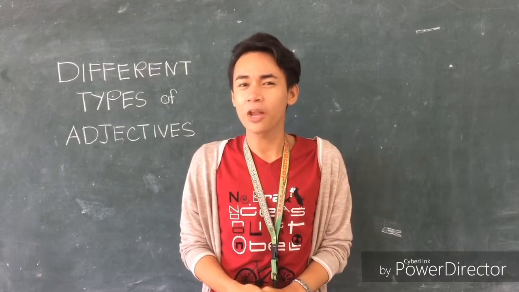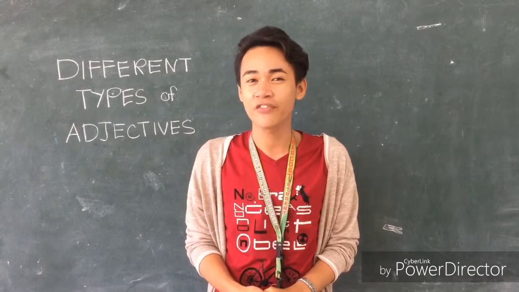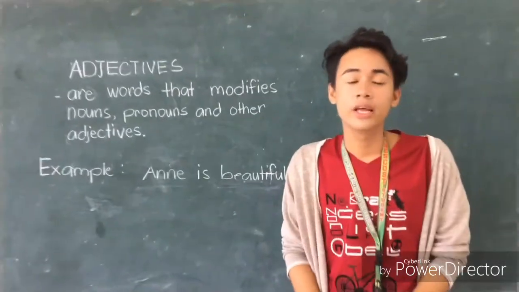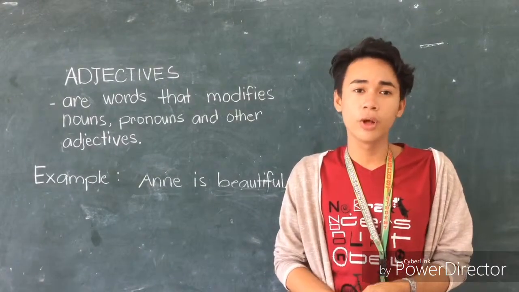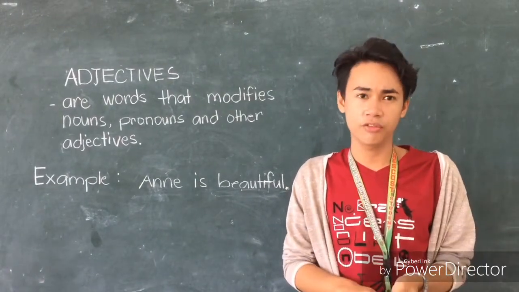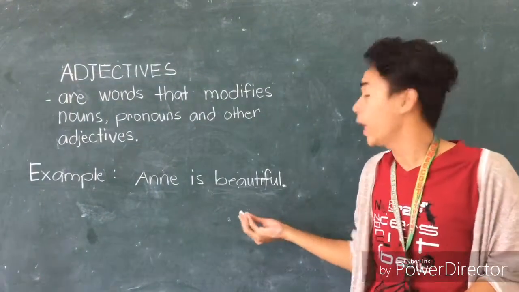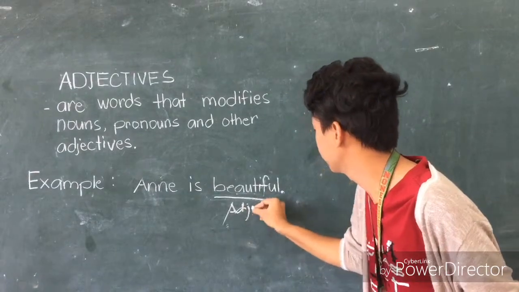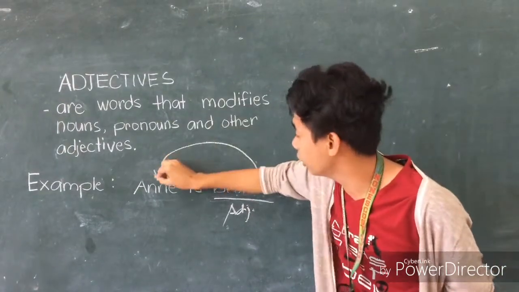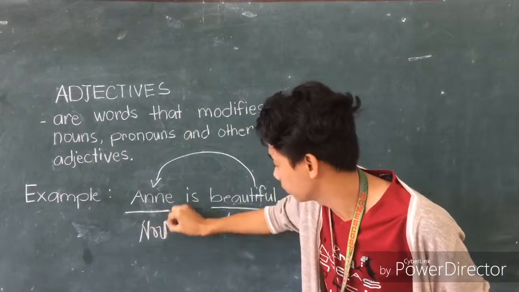Today, we will tackle the different types of adjectives. But first, let's define what an adjective is. Adjectives are words that modify nouns, pronouns, and other adjectives. For example, in the sentence, "Anne is beautiful," beautiful is the adjective because it modifies the word "Anne," which is a noun.